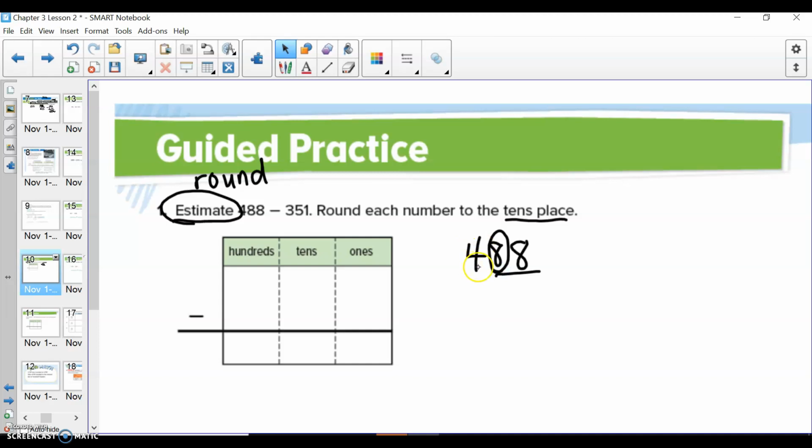That 4 is already going to stay the same, so I'm going to go ahead and write that. That's not going to change. But now I need to look next door to see what to do with this digit in the tens place. Is it 5 or higher? Bossy neighbor is. It's an 8. So we add 1 more to the digit we circled.